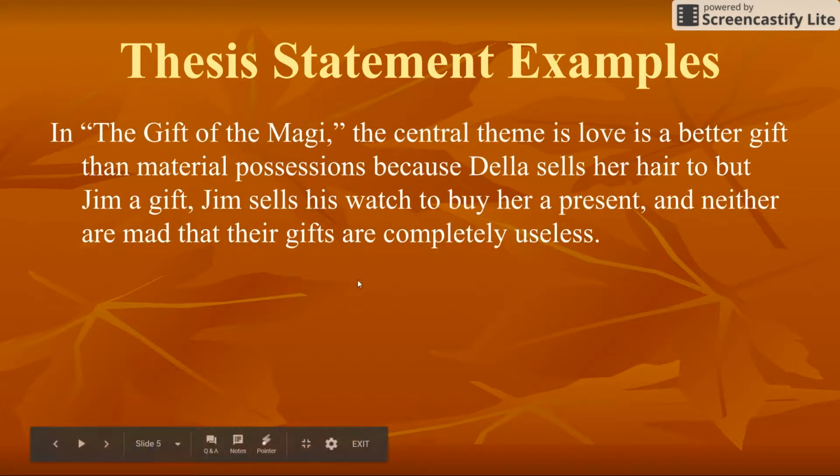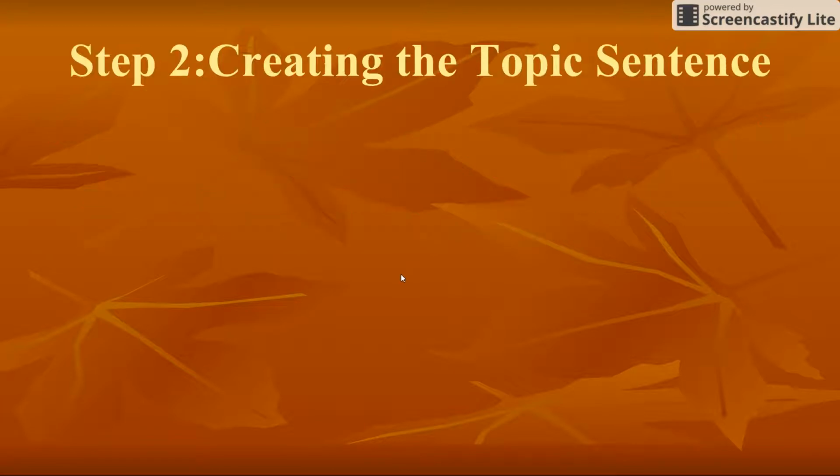Here's some examples to look at. So it says, in The Gift of the Magi, the central theme is love is a better gift than material possessions because Della sells her hair to buy Jim a gift. Jim sells his watch to buy her a present, and neither are mad that their gifts are completely useless. So we introduce the story, so your reader knows what the text is. We introduce the theme, so they know what literary device it is you're discussing. And then we've got 3 concepts that set up your different body paragraphs. So it sets up, again, the story, the concept, and the structure of your whole paper in one simple sentence.